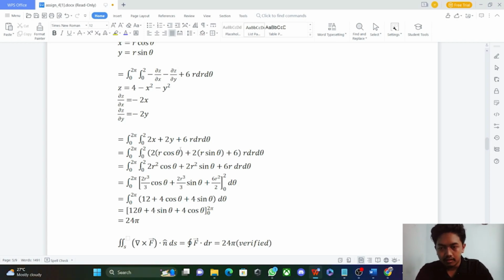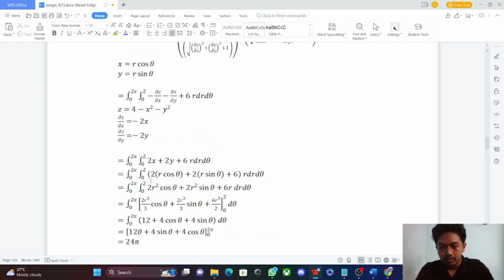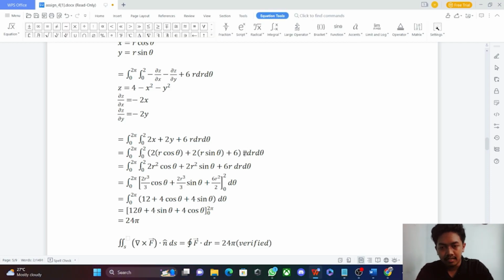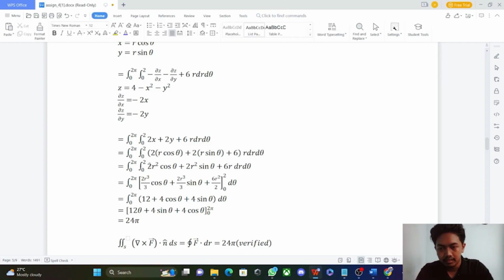Now, as I said before, we change the x into r cos theta and y into r sin theta. Now we need to multiply by r into the equation, and we got 2r squared cos theta plus 2r squared sin theta plus 6r dr d theta.